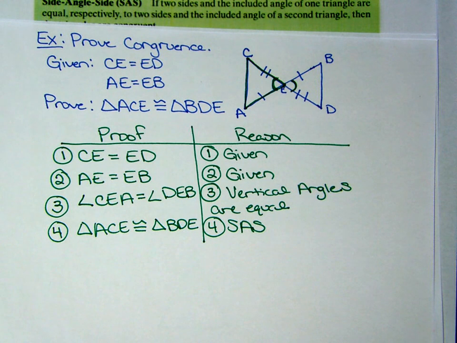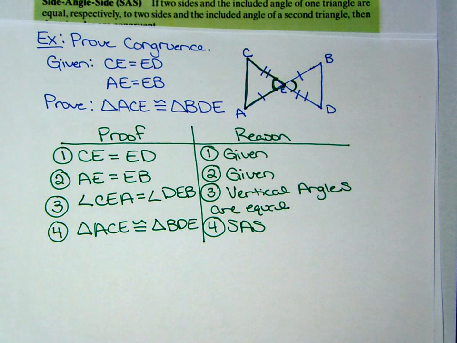And in 4 steps, we have proven that these 2 triangles are the same. They have the same measures. They're congruent. But this is the layout that you need to use. Write down what they give you, and then think about what else you can deduce logically.